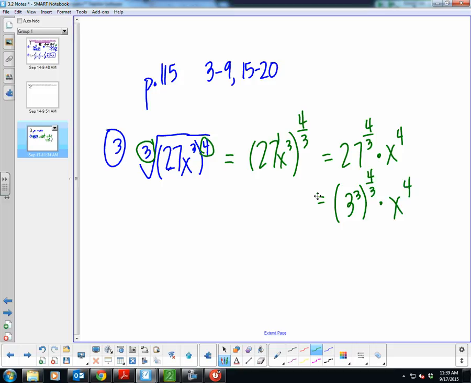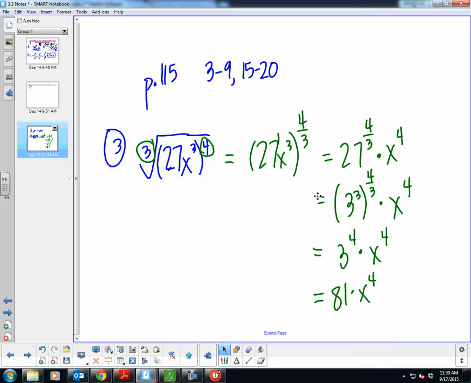So if you rewrite this as 3 to the 3rd, then that's to the 4/3 times x to the 4th. Then when you multiply 4/3 times 3, what do we get? Because we just did it over here. 4. So then it will be 3 to the 4th times x to the 4th. And then you can just simplify that to get, I think it's 81. 81x to the 4th. Okay, so that's the way the book shows it.